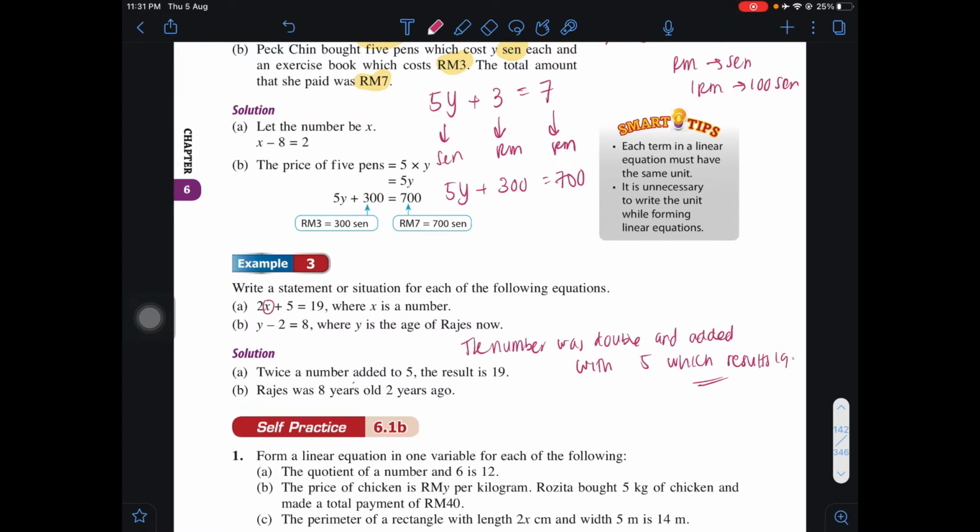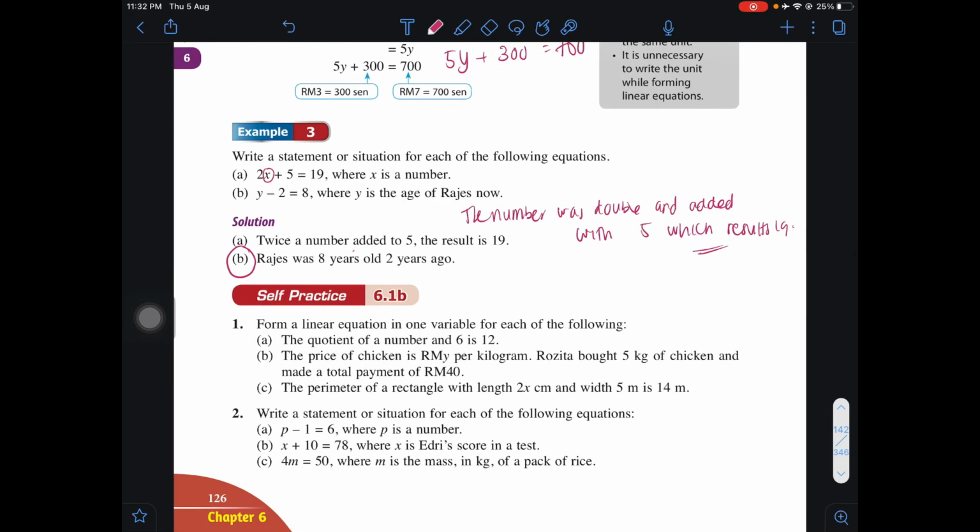Okay, next one. Y minus 2 equals 8, where Y is the age of Rajesh now. So the age of Rajesh is Y. Y minus 2 equals 8. It means that minus 2 means the age is reduced by 2, which means 2 years back. And then, 2 years back, Rajesh's age was 8 years old. So in the textbook, they wrote that Rajesh was 8 years old 2 years ago.